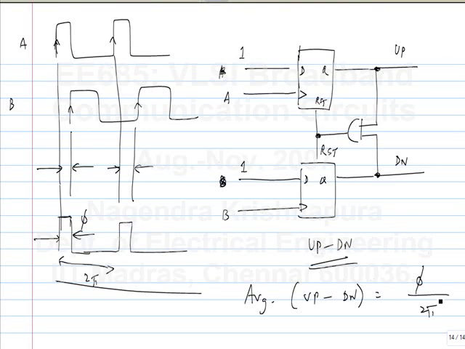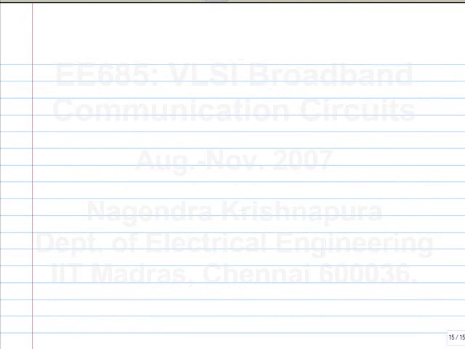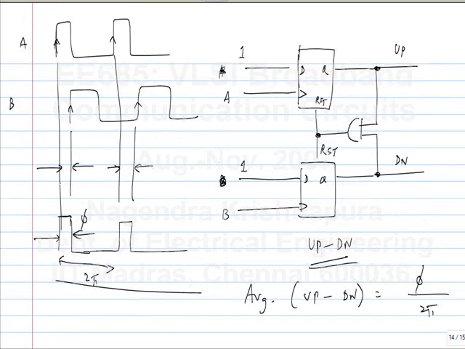Why is it different from that of the XOR? What is the gain of the XOR phase detector? So it is 2 by pi, right? Firstly, it gave you 2 pulses in every period. And also the output was going between plus 1 and minus 1, whereas this goes between 0 and 1 or 0 and minus 1. That is why it is like this. So this is better now, right? This is not sensitive to duty cycle.